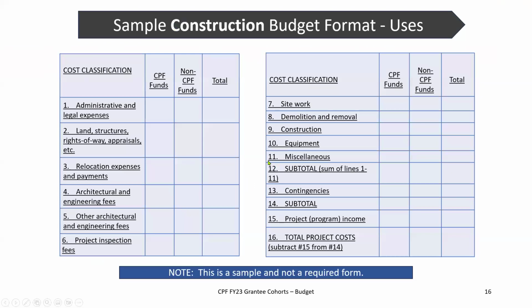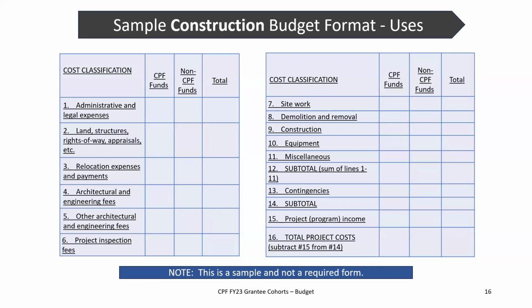So let's look at a sample budget. This is the sample construction format. Again, big note at the bottom: sample, not a required form. These are the typical types of line items you would see in a construction budget. We've got anything we're going to spend on admin for these funds, as well as our legal expenses. If we're setting up a limited liability corporation, we're more than likely going to need a lawyer. In some states, lawyers are required for any acquisition of real estate.